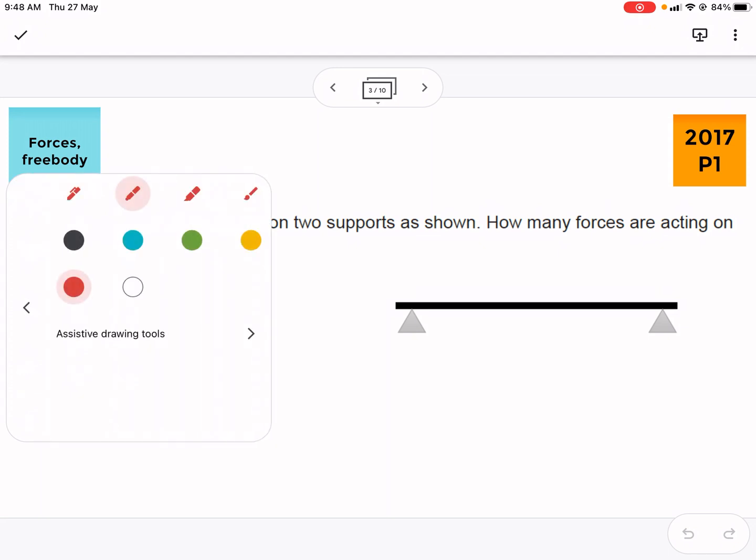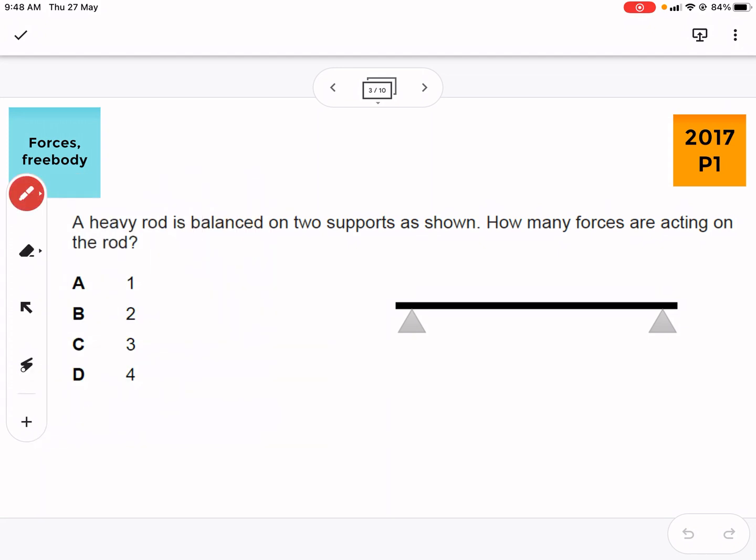First we look at the free body diagram, drawing the forces acting on this rod. The first force that comes to mind will be weight. If this is a uniform rod, the weight will be acting at the center of gravity, right at the center of this rod. And it's supported at two ends, so there must be normal contact force 1 and normal contact force 2.